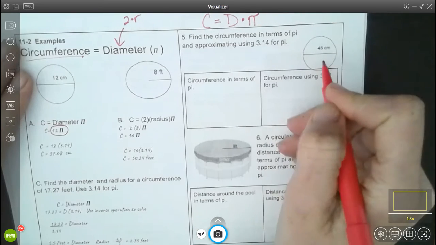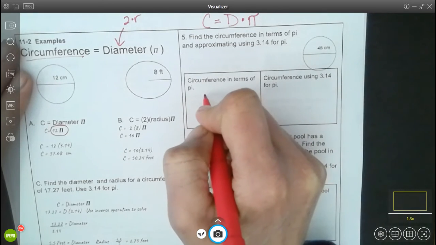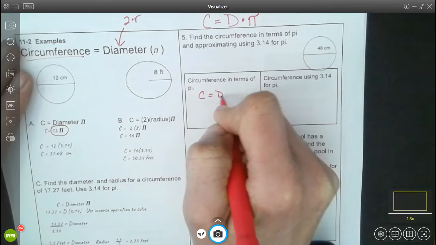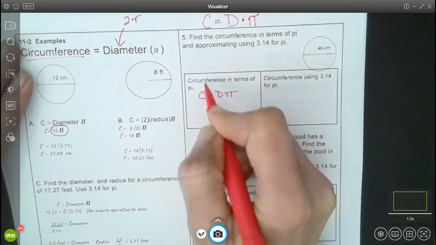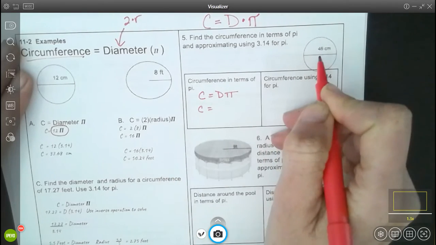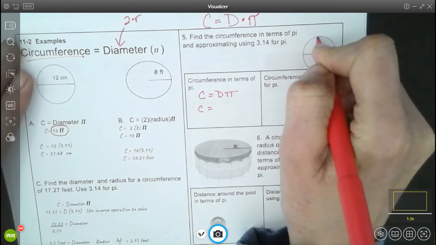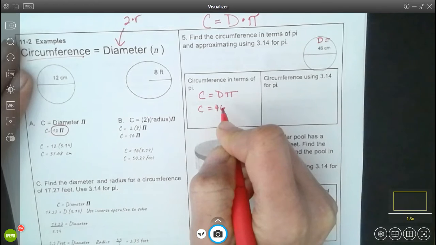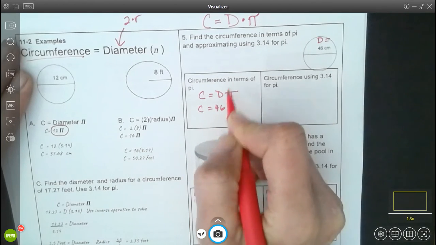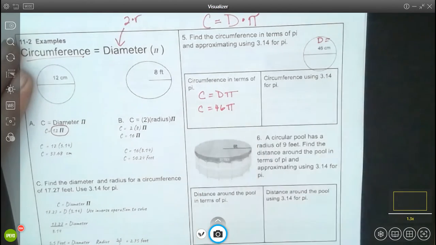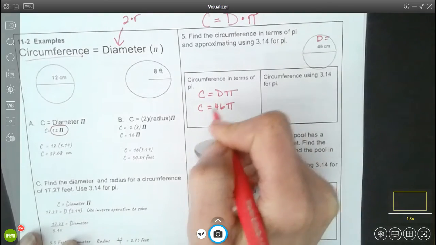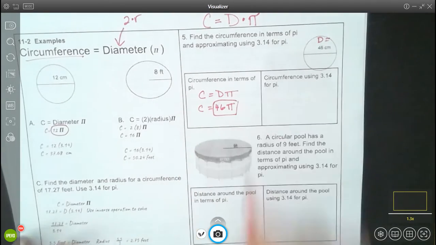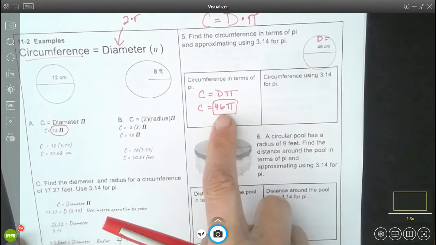So for this one right here, I'm going to start by writing down my rule. Circumference is equal to diameter times pi. I am looking for circumference, so that's my unknown. And this is a diameter, so I'm going to put it under the D. Okay, and it says leave your answer in terms of pi. That's it. I'm done. My circumference is 46 pi. It's like 46x or 46m. It is an expression, and it's the most exact answer.